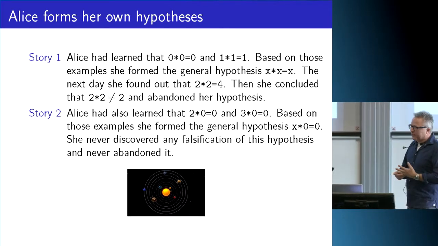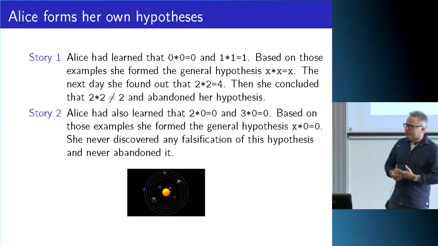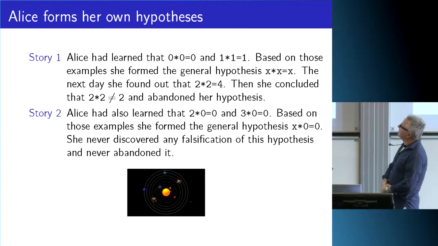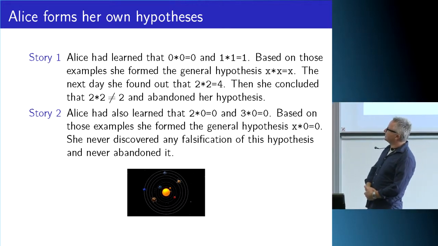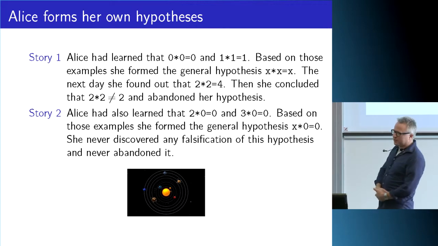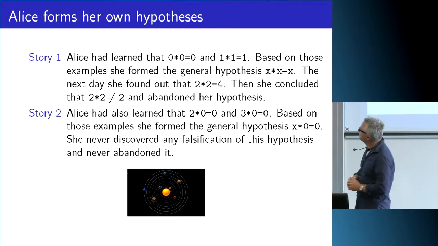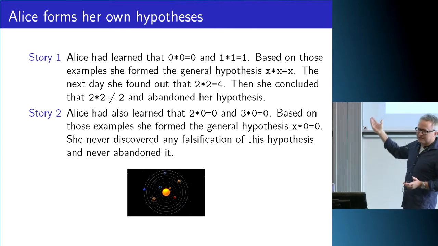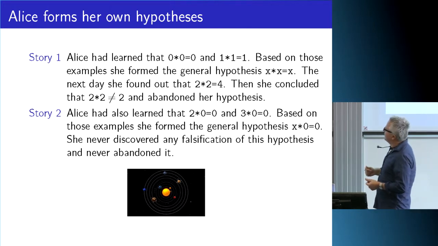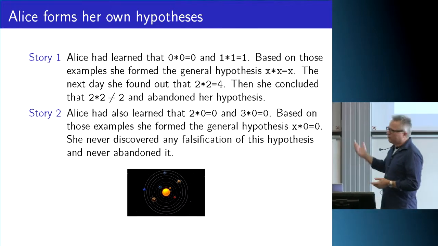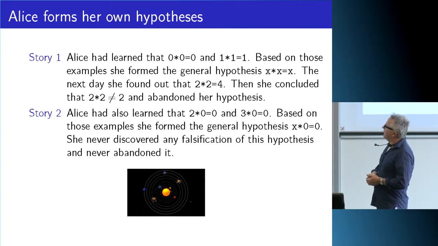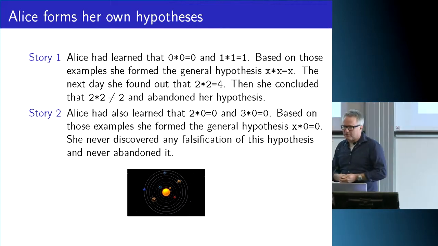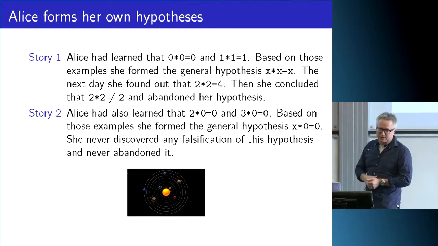And then Alice forms her own hypotheses also. Here are two stories about Alice. In the first, she had learned that 0 times 0 is 0 and 1 times 1 is 1. So there's a pattern there, right? Based on those examples, she formed the general hypothesis, maybe x times x equals x. But the next day she found out that 2 times 2 is 4, perhaps someone told her. She concluded that 2 times 2 isn't 2. So there we have a counterexample, and then she should abandon her general hypothesis.